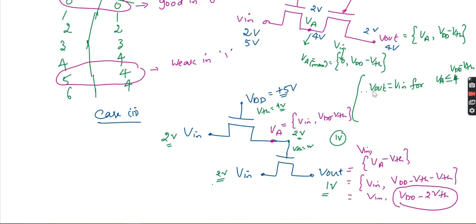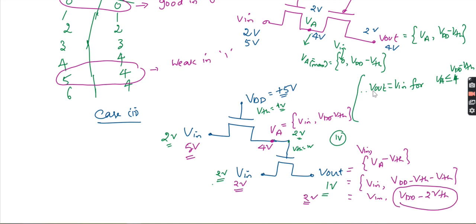Now we'll take the example here as 5 volt. The input is 5 volt. If the input is 5 volt, what about the VA I will get? VA I will get as 4 volt only, because the maximum is 4 volt only. So here the input is 2 volt only, it remains the same. Now 4 volt minus the threshold voltage 1 volt, so the maximum is 3 volt I am able to get. So I will get the output as 2 volt. Whatever the input of 2 volt, the same thing I will get.